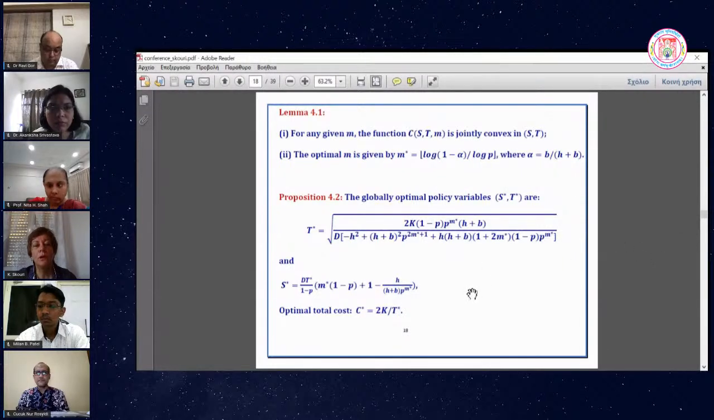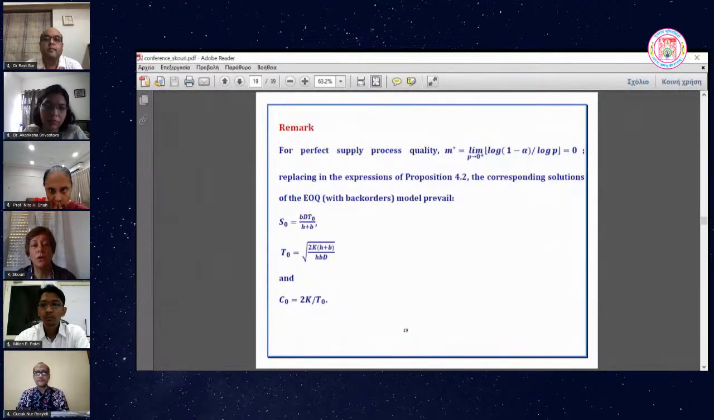And here we can see that we can find a closed-form solution for the optimal values of the reorder level and order-up-to level. This looks like the newsvendor formulation, and the optimal cost also has a closed-form expression. Of course, we can note that for a perfect supply process, this means that the optimal m is equal to 0, and then the corresponding solution of the EOQ model with backorder prevails.